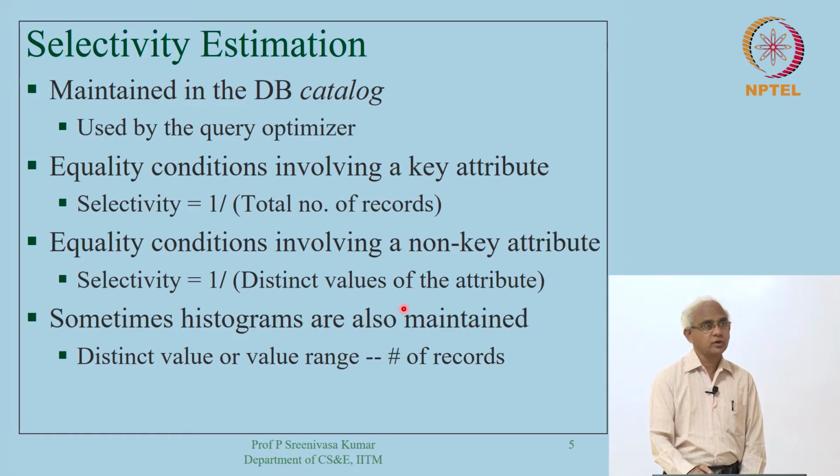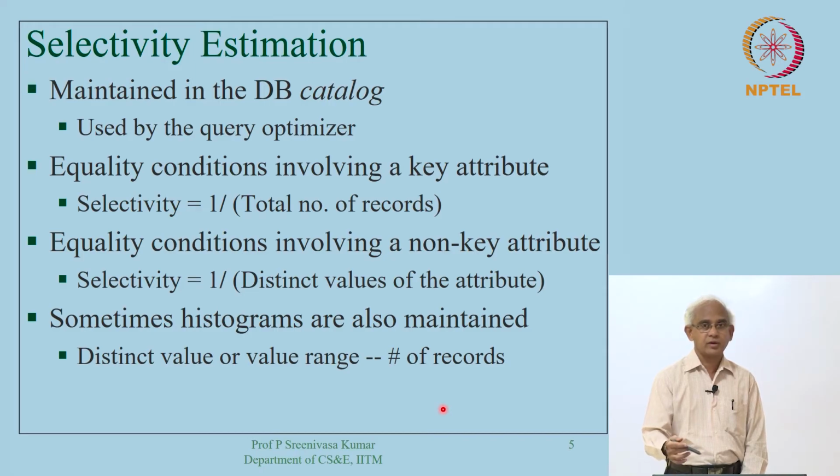Sometimes the database systems also maintain a histogram. A histogram will have on the horizontal axis either a distinct value of the attribute or a range of values, and on the vertical axis it will have the number of records that have that particular value, or exist within that range.